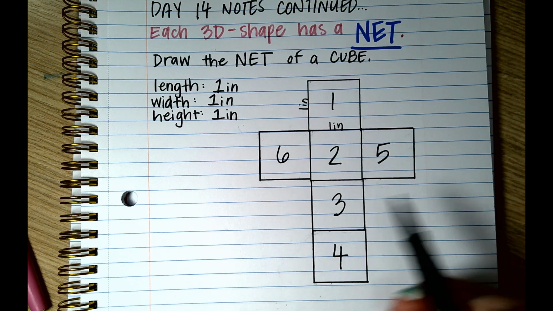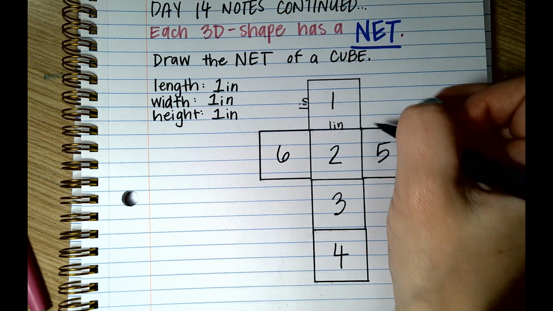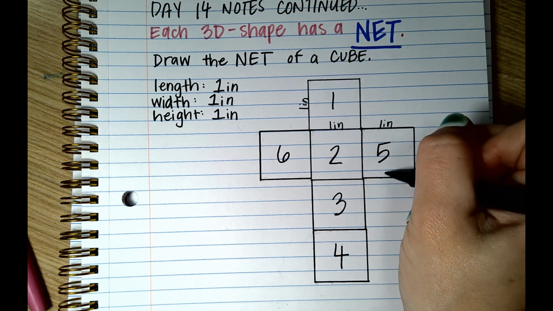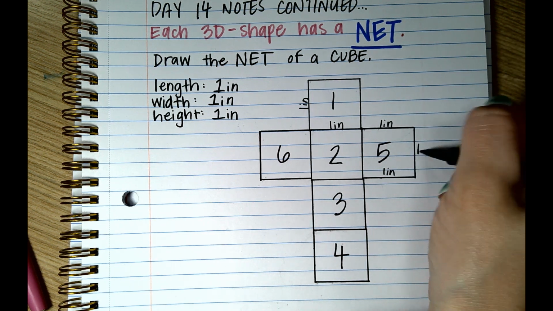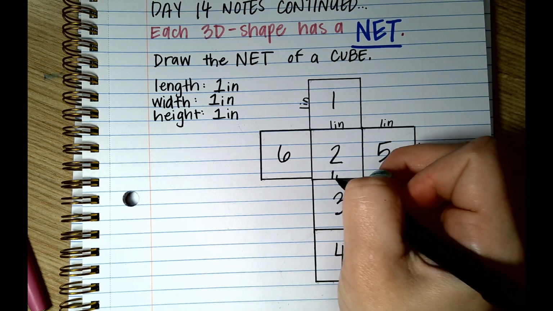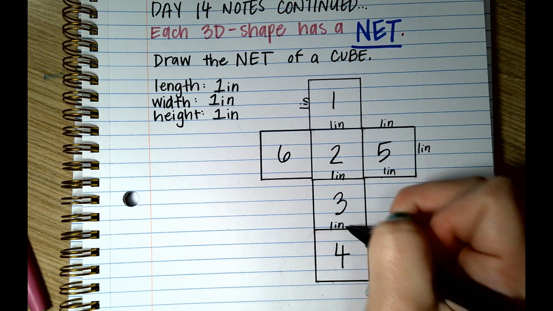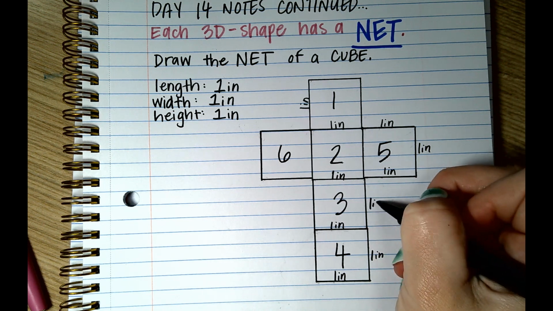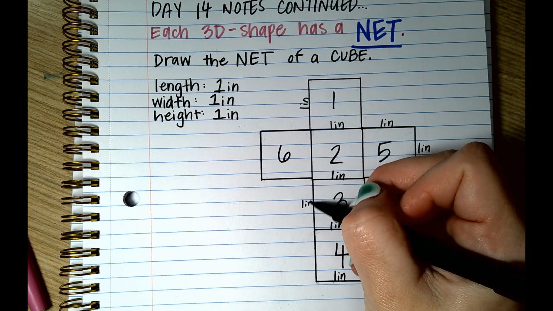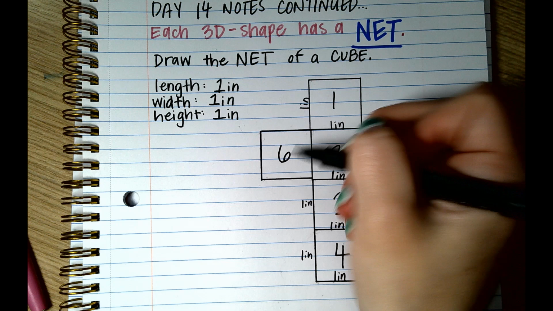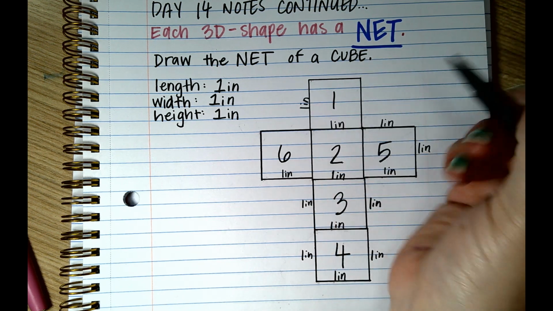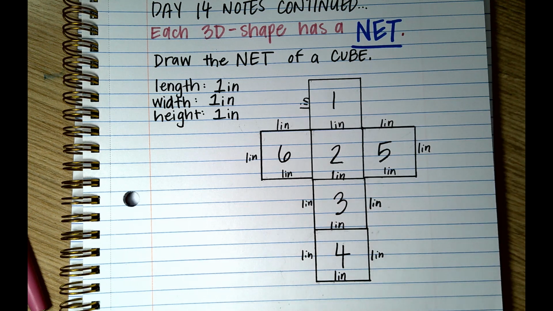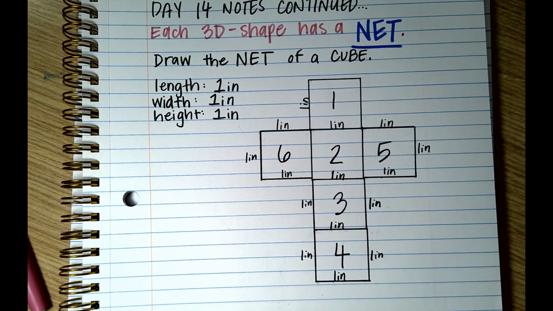And luckily for us, every single line on this net has the same length. They're all 1 inch. Not that we have to label all of them, but I'm just doing it, I guess, for fun. It's all 1 inch.